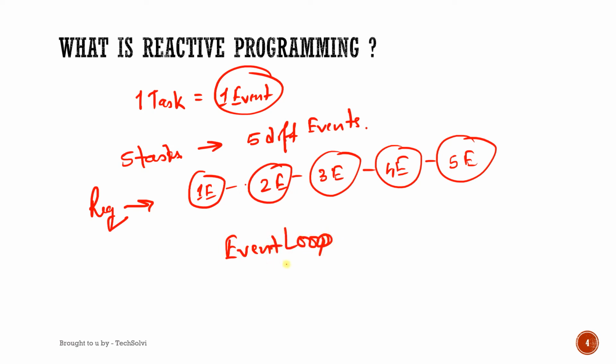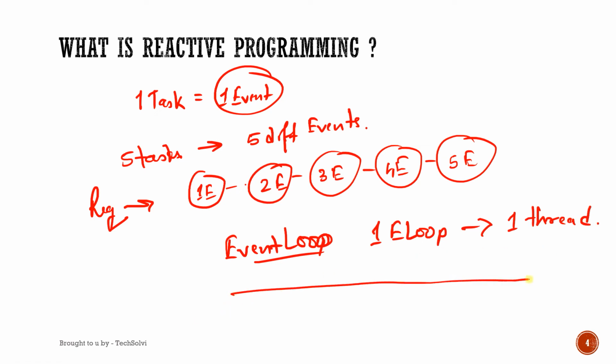Okay, this is the loop. So what happens? One event loop runs on one thread. Say this is the thread, and for one request we have these 5 events lined up. First, the first event will get lined up over here. Once this has been executed, the second event will come up.